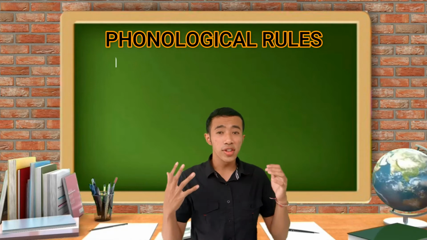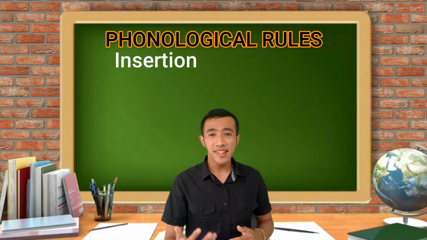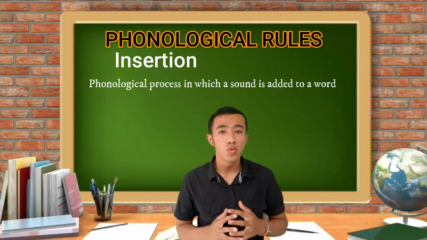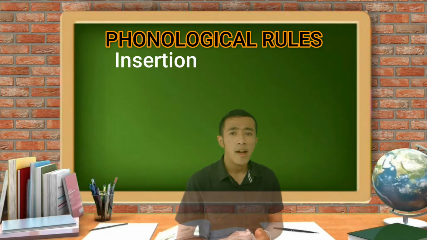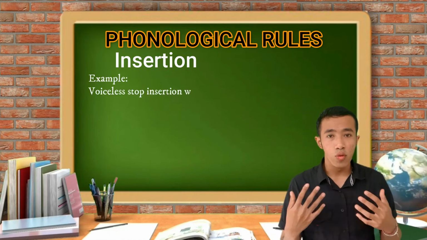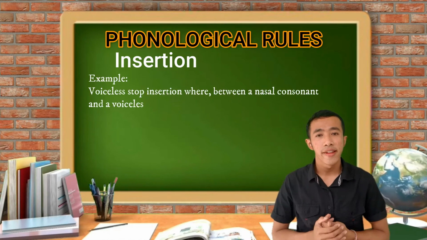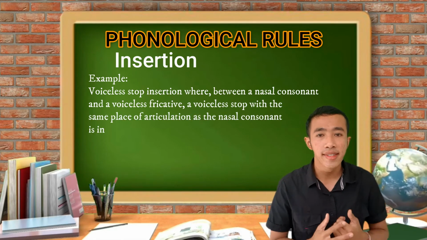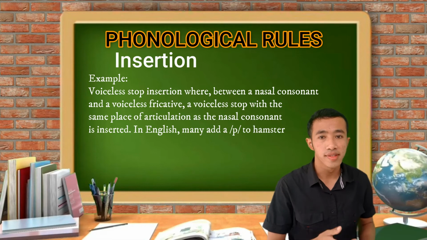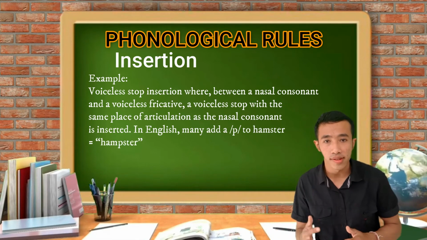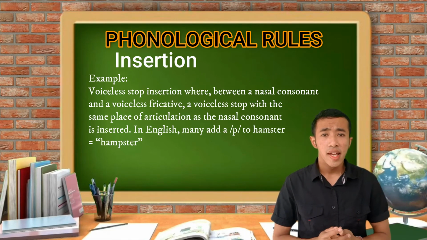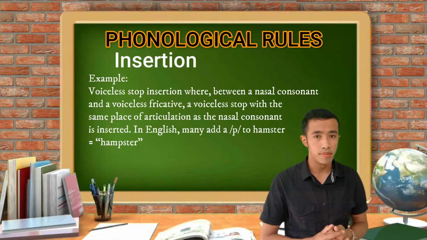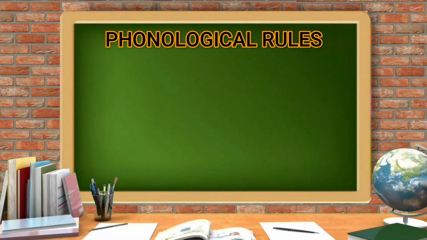Okay, next, insertion. Insertion is a phonological process in which a sound is added to a word. For example, voiceless stop insertion, where between a nasal consonant and a voiceless fricative, a voiceless stop with the same place of articulation as the nasal consonant is inserted. In English, many add a P to hamster, it becomes hampster.